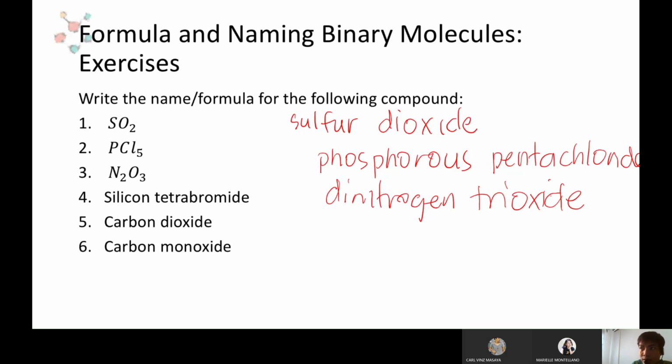Silicon tetrabromide. Silicon only, so just one. Tetra means four, bromide, Br. So SiBr4. Carbon dioxide: carbon, just one, di means 2, oxygen. CO2. Carbon monoxide: CO, one carbon, one oxygen.